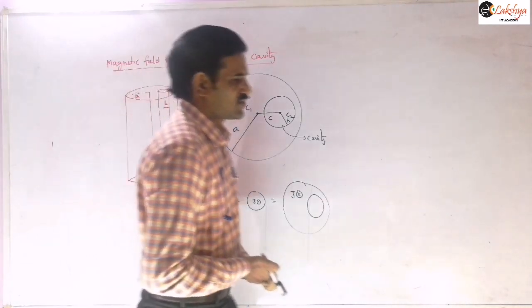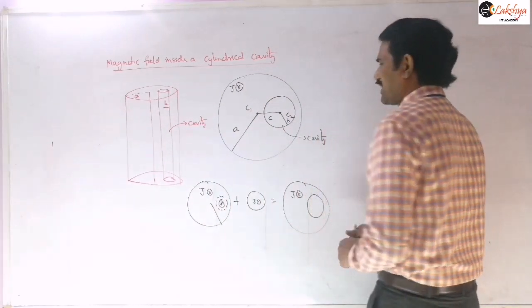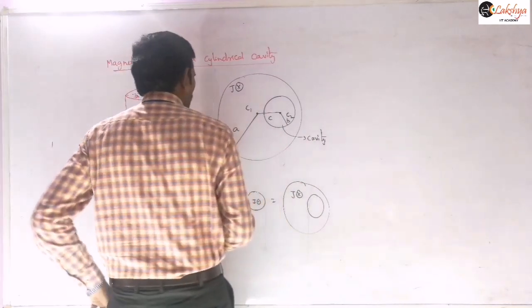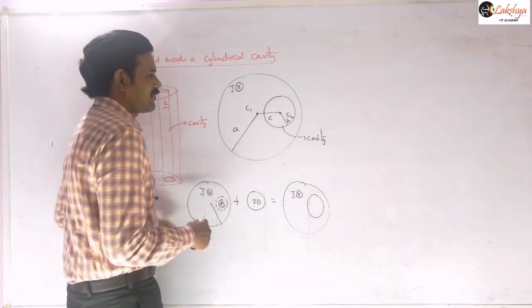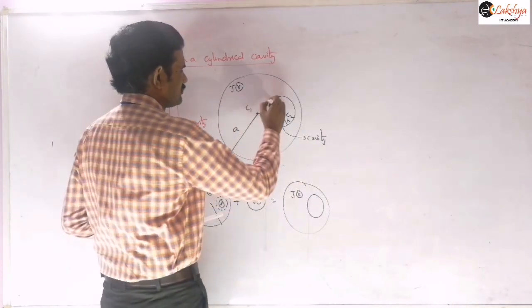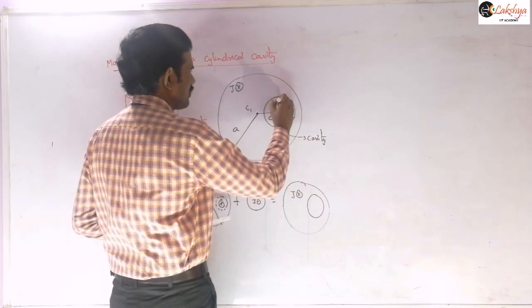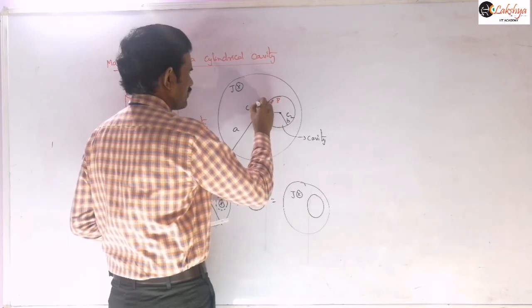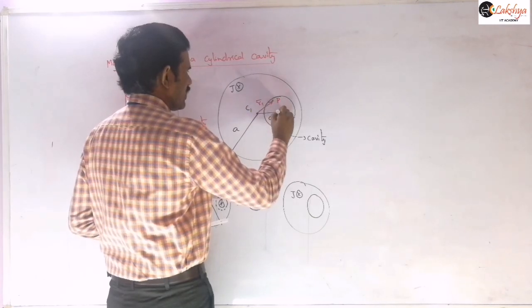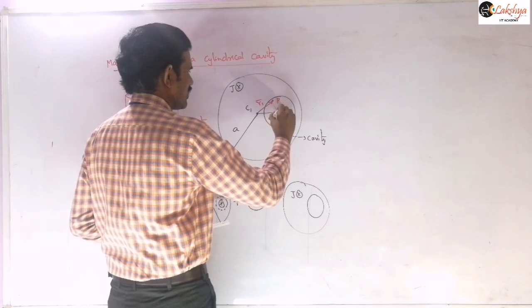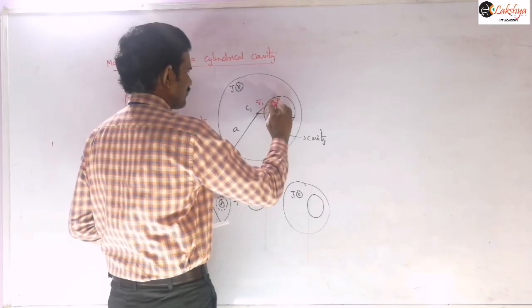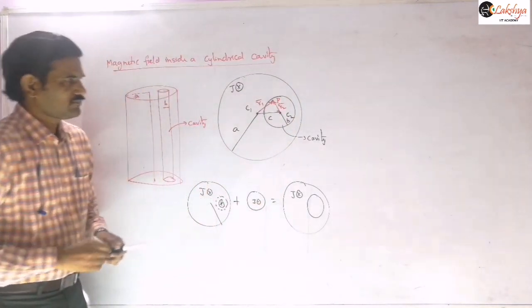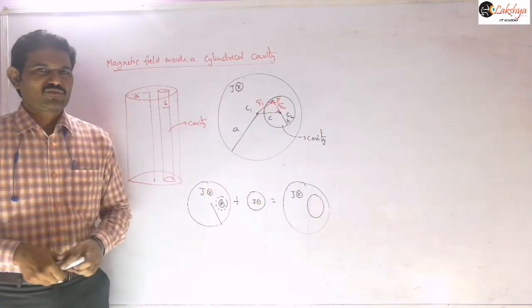Got it? So now suppose we are calculating the magnetic field at a point P inside this cavity. Suppose this is the point P I am taking here. Suppose this is R1 bar, and this is another vector, R2 bar. So then at the point P we are going to calculate the field.